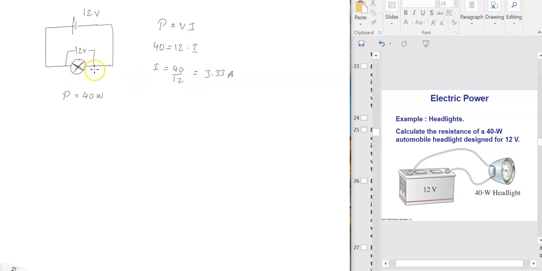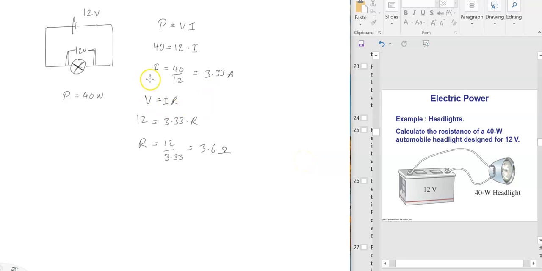Now the bulb has some resistance. We know that the voltage across this thing is 12, so we use V equals IR. 12 equals 3.33 times resistance. This gives us the resistance. 12 divided by 3.33 equals, what do we have? 12 divided by 3.33 is 3.6. So that's the resistance of this light bulb.